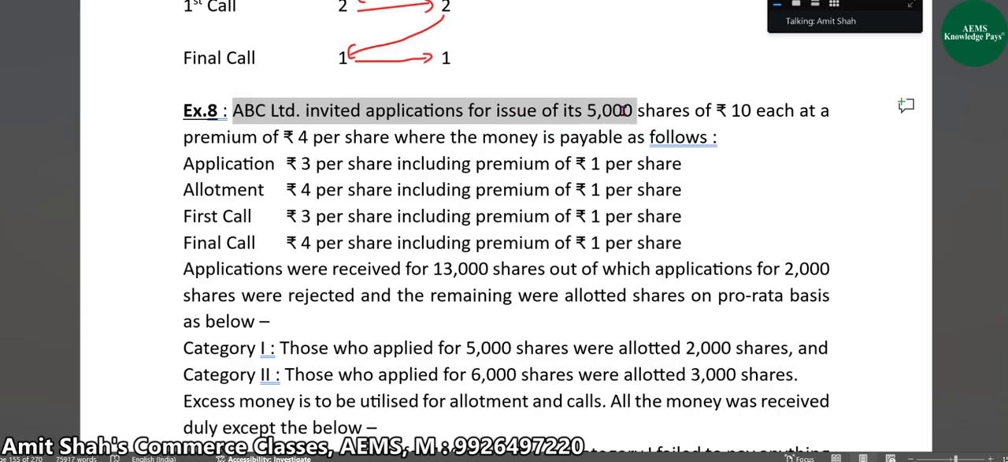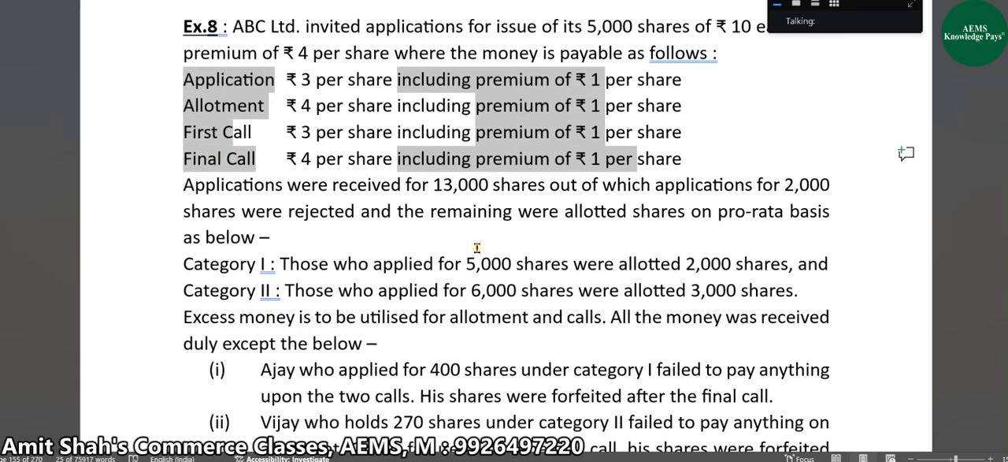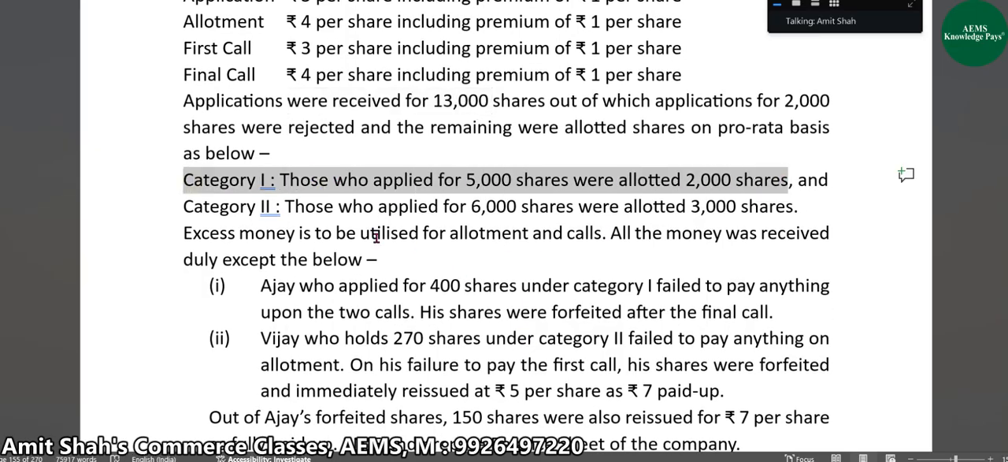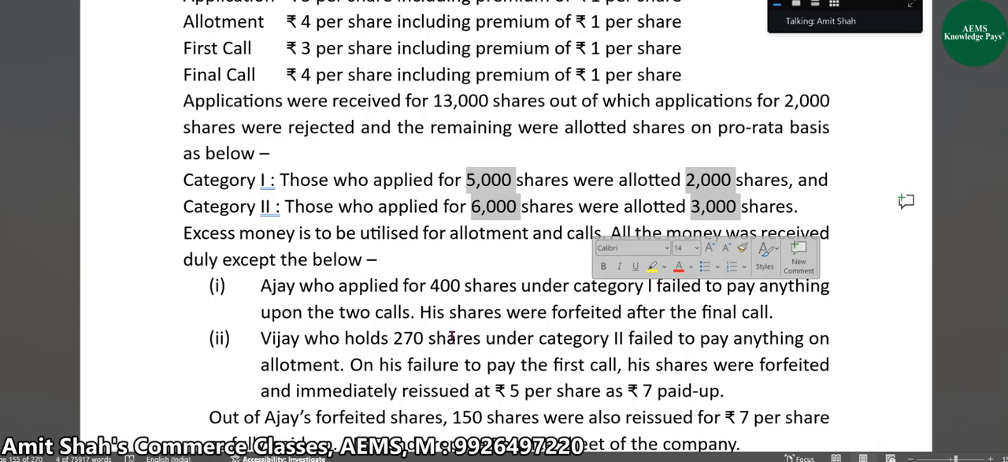So here ABC Limited has issued 5,000 shares of rupees 10 each at a premium of rupees 4 per share. Now premium is included in all the calls at the rate of rupee 1 per share. It is included in application, allotment, first call and final call. Applications were received for 13,000 shares. And this is how in two categories pro rata allotment has been made. Those who applied for 5,000 shares were allotted 2,000 shares. Those who applied for 6,000 shares were allotted 3,000 shares. It means those who applied for 11,000 shares have been allotted in totality 5,000 shares. And applications for 2,000 shares have been rejected, means their money has been refunded.